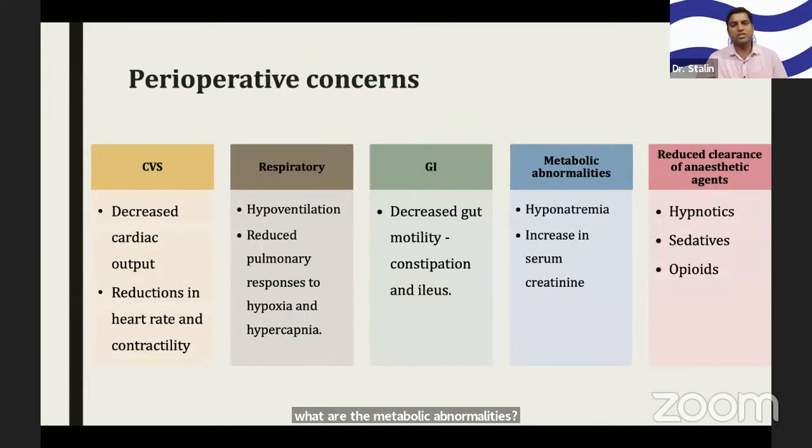In the cardiovascular system, there is decreased cardiac output because of the reduction in heart rate as well as contractility. In the respiratory system, there is hypoventilation and reduced pulmonary response to hypoxia and hypercapnia. This is very important. These patients are likely to hypoventilate and build up CO2. In the gastrointestinal system, there is decreased gut motility, which makes them prone to constipation and ileus. It also increases the risk of aspiration during our anesthetic management. Metabolically, they are likely to develop hyponatremia and increased serum creatinine, though these are reversible and return to normal when we treat. And the most important thing is the reduced clearance of anesthetic agents, which makes them highly sensitive to all our anesthetic agents like hypnotics, sedatives, and opioids.